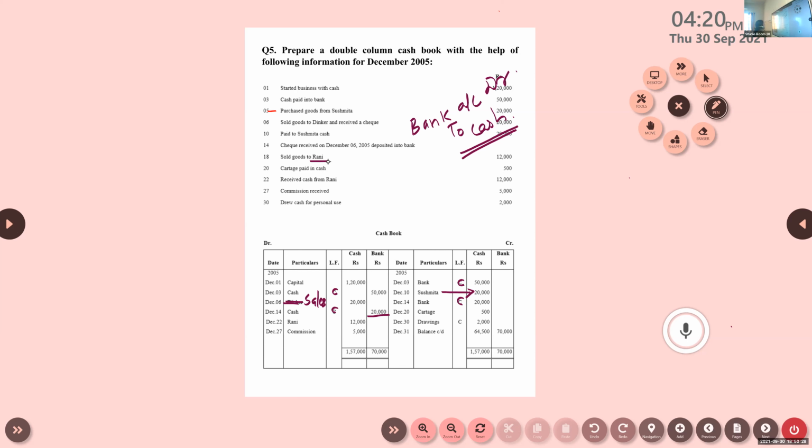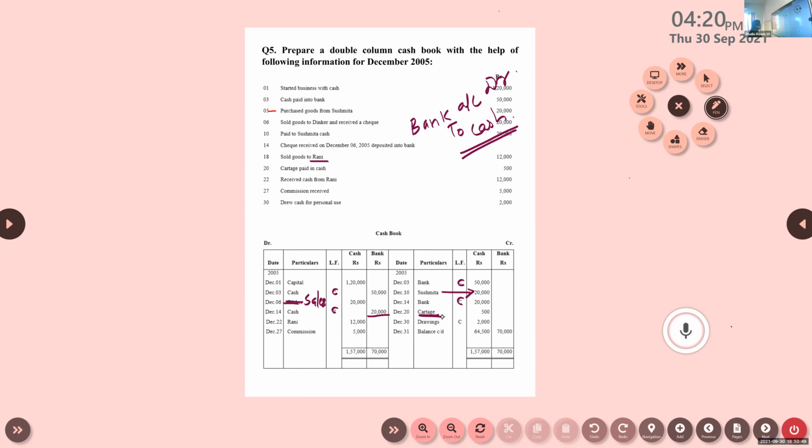Cartage paid in cash. Cartage is paid in cash. So cartage account debit to cash. To cash. Cash is credited. So on the credit side, we write by cartage 500.